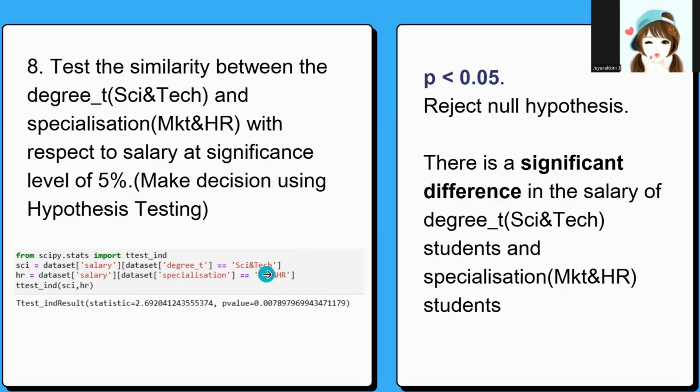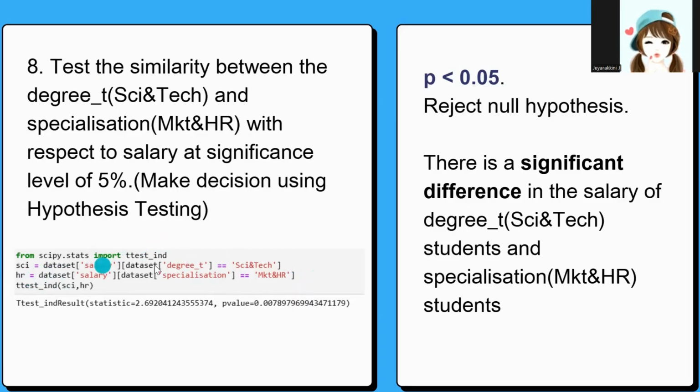This is just for practice, but if you actually think about it, science and tech students might also have taken their specialization in marketing and HR. So this is not an entirely independent set. You can't rely on the result of this, but just for practice, we are doing it here.